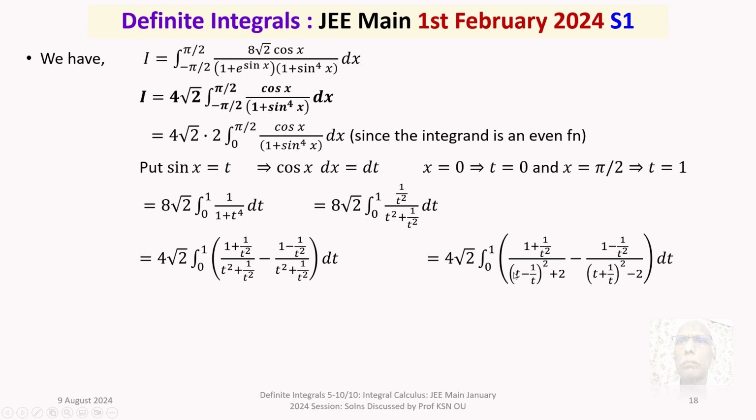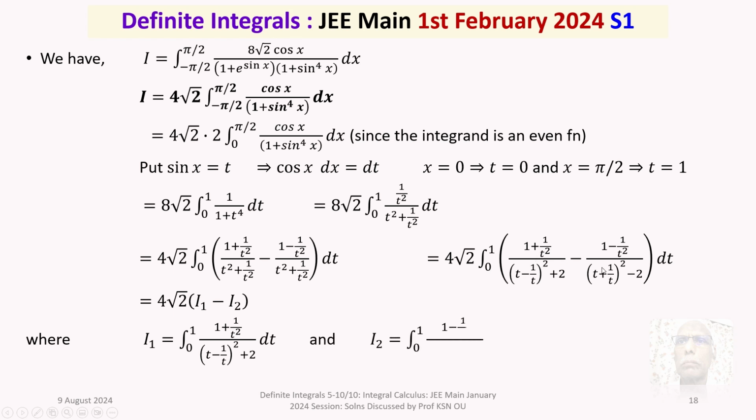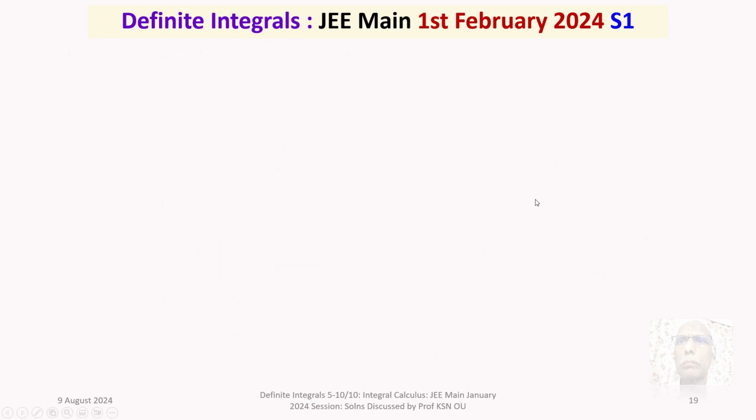Why? Because the derivative of t minus 1 by t is 1 plus 1 by t square. In the second one, we have written t square plus 1 by t square as t plus 1 by t whole square minus 2. This is because the numerator is 1 minus 1 by t square, which is the derivative of t plus 1 by t with respect to t. Agreed. This is equal to 4 root 2 into I1 minus I2, where I1 is the integral of the first one, and I2 is the integral of the second one. We evaluate these two in the next slide.